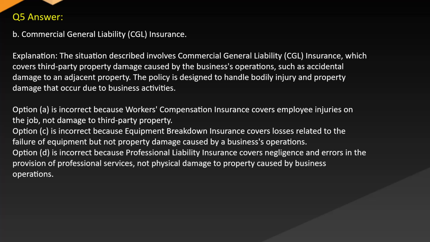Option A is incorrect because workers' compensation insurance covers employee injuries on the job, not damage to third-party property. Option C is incorrect because equipment breakdown insurance covers losses related to the failure of equipment but not property damage caused by a business's operations. Option D is incorrect because professional liability insurance covers negligence and errors in the provision of professional services, not physical damage to property caused by business operations.